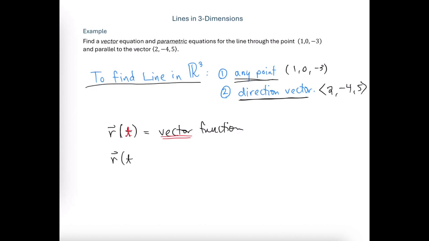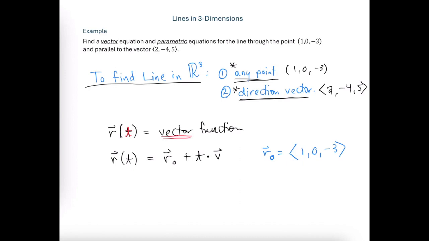And our vector function formula is going to be an initial position vector, which we're going to get from the initial point that put us on the line, plus a scalar multiple that is the parameter times the direction vector, which we've also been given. So what we're going to do is turn that initial point into a position vector initiating at the origin and terminating at the ordered triple that is the only point that we know is on the line. So this is a vector starting at the origin and terminating at 1, 0, -3.